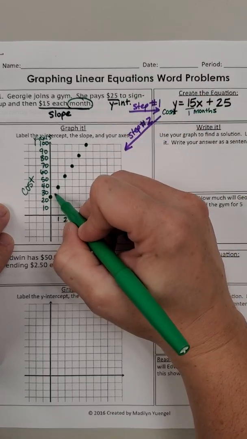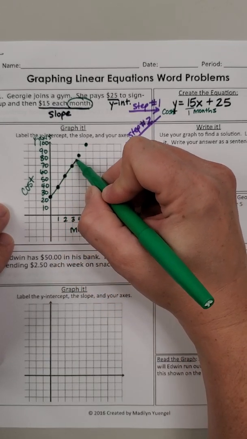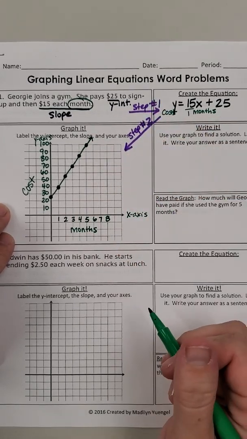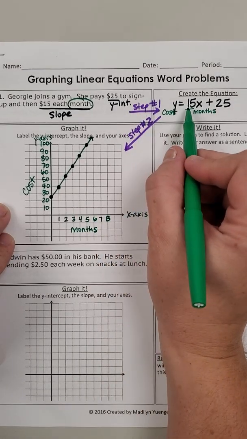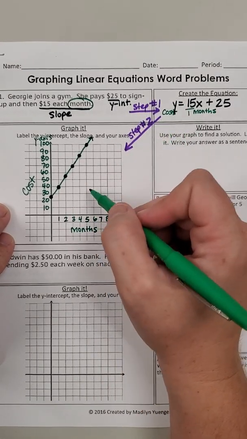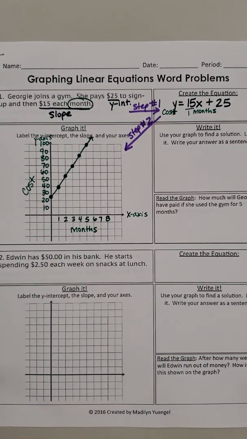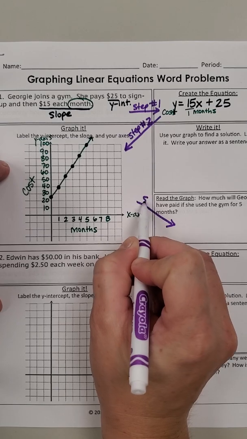So when I have all those dots up there, I'm going to go ahead and connect the dots, because whenever I'm doing linear, I have to make a line. So I'm going to connect the dots. So I've written my equation. I have graphed it. Next step I'm going to do is actually answer this question down here. So here's my step 3.